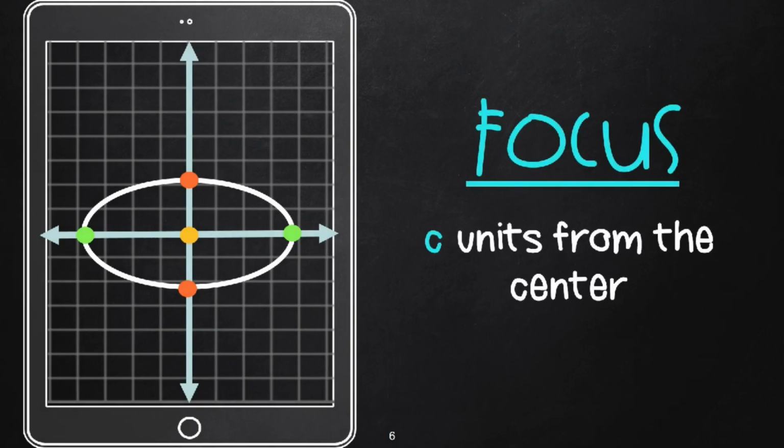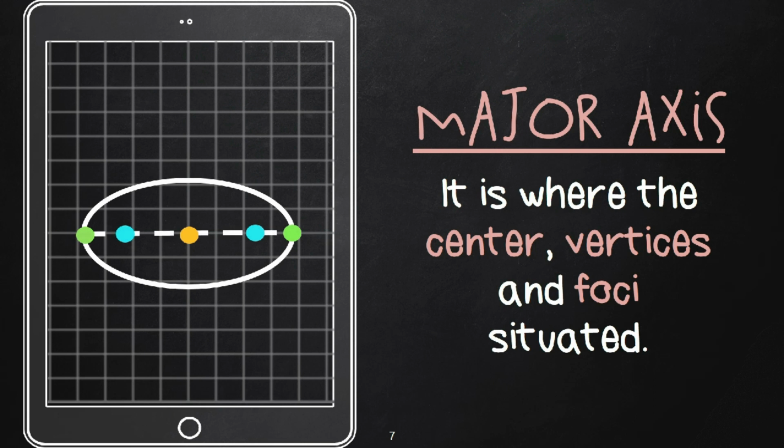Next is the focus. A focus is c units from the center. So we also have two foci here. And because this is a horizontal ellipse, the vertices and the foci are aligned horizontally. They are situated in the major axis.